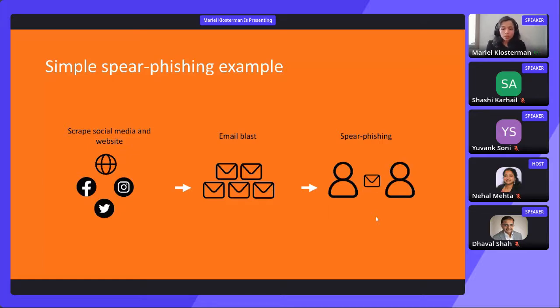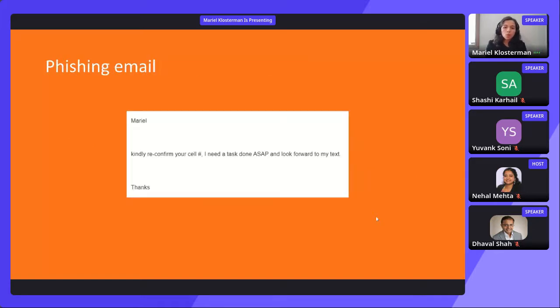And after they craft their spear phishing emails, they can send those out. One of them that I've seen is pretending to be from your C-suite executives or someone that's directly above you, saying, hey, I need you to do this task really quick. Can you send me your cell phone number? Or something really simple, just pretending to be that company executive.